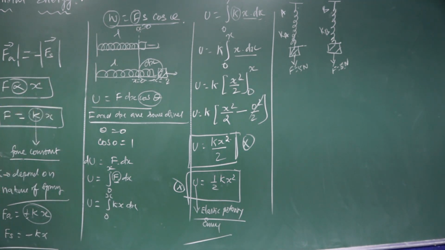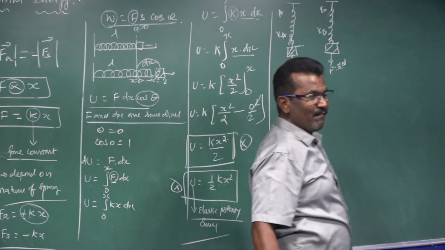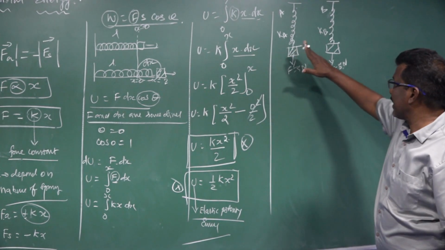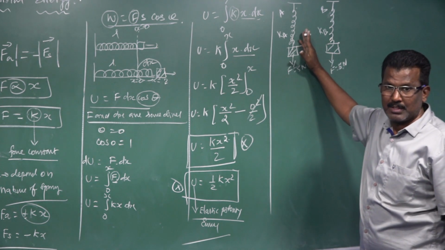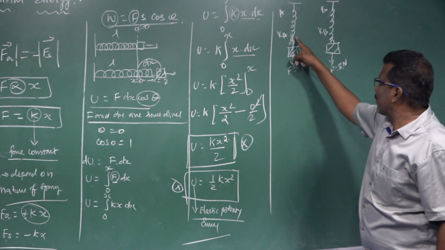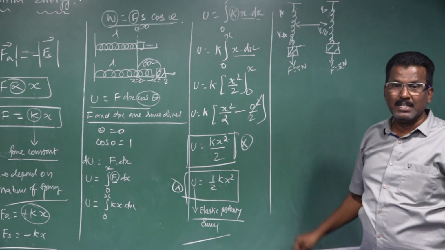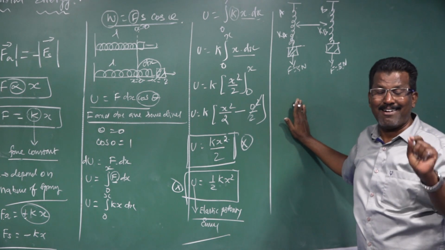Two different materials, the K values are different, but we are applying the same force. Which one will do more work? Which spring will need more work to elongate or stretch? 5 Newton is applied, here also 5 Newton, but only the spring constants are different. Which one has more work done to elongate or compress?